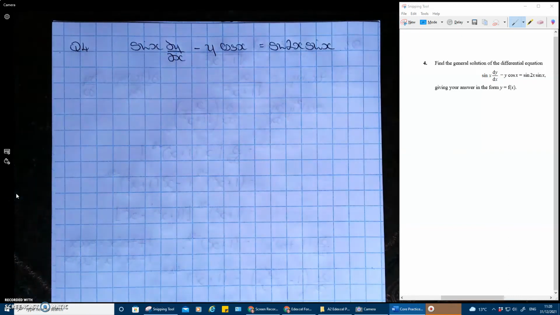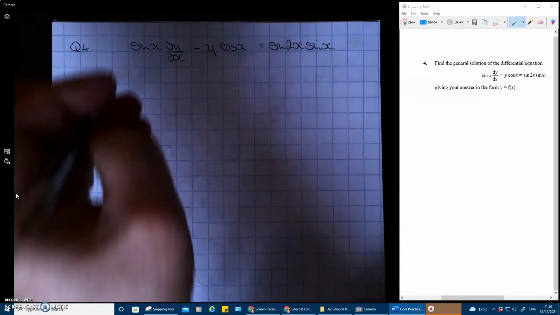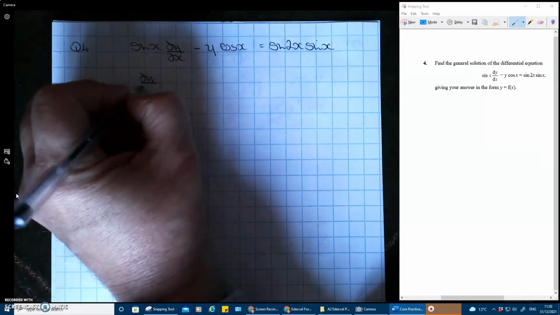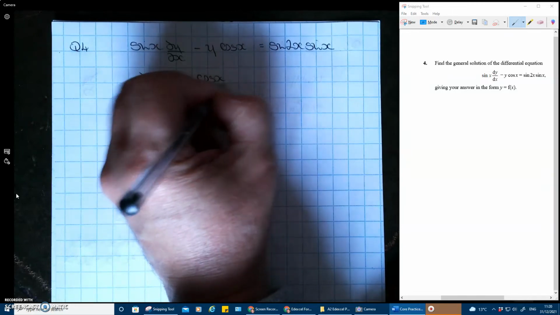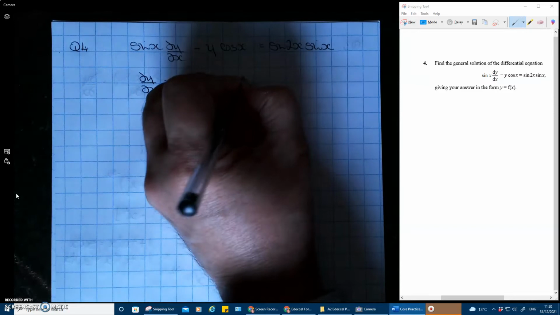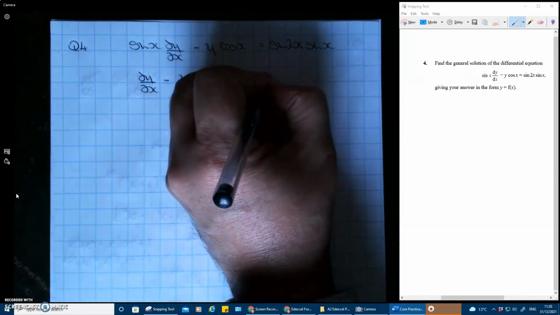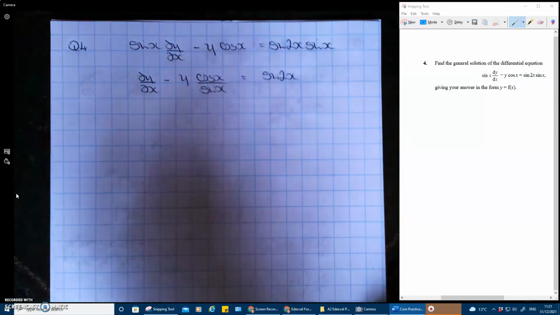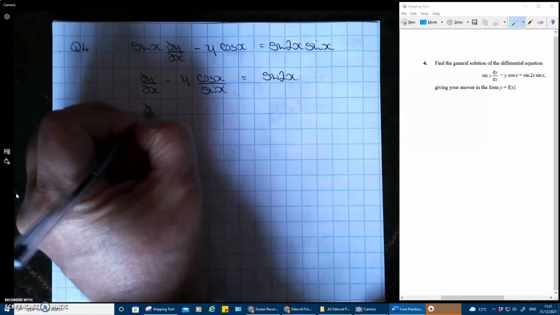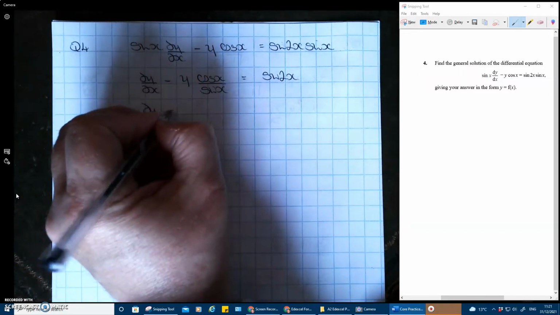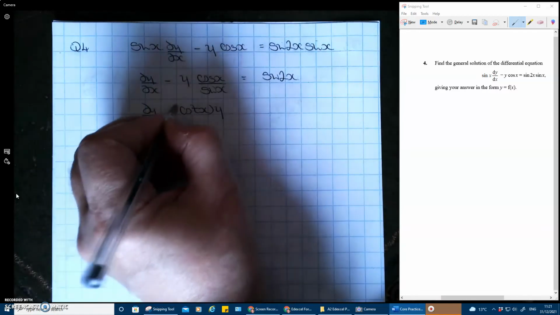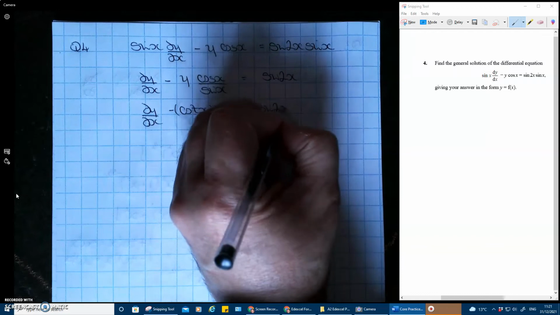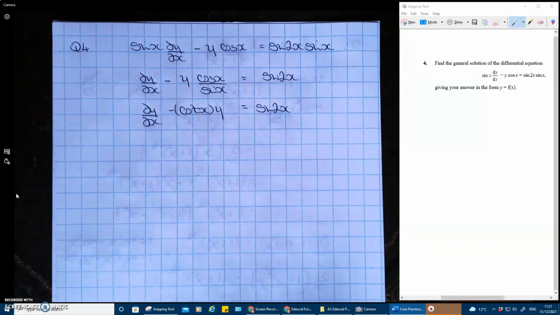Okay, we've got a first order differential equation here, and our first step is to rearrange it so we've got dy by dx. So we divide by sine x. So I've got dy by dx, take away y cos x over sine x equals sine 2x. Okay, and I could write that as dy by dx, take away cot x y equals sine 2x. Now I've got it in this form, I'm going to use the integrating factor.